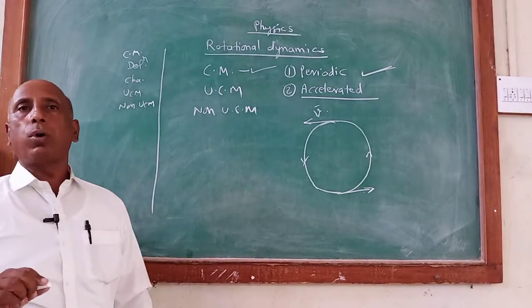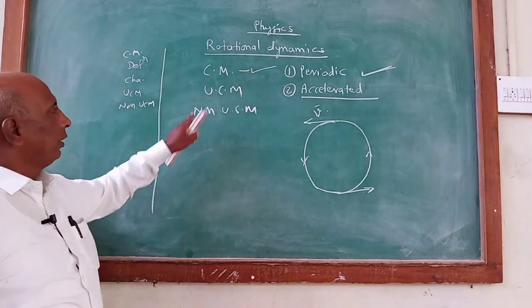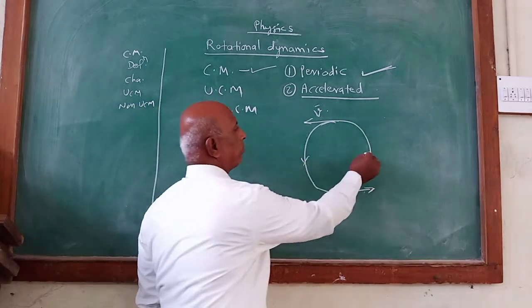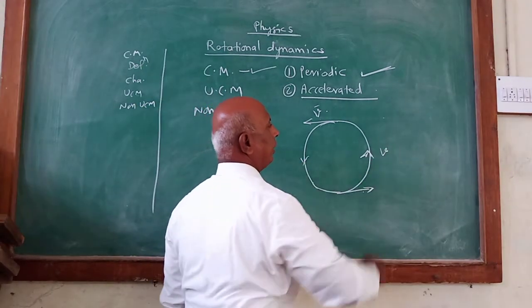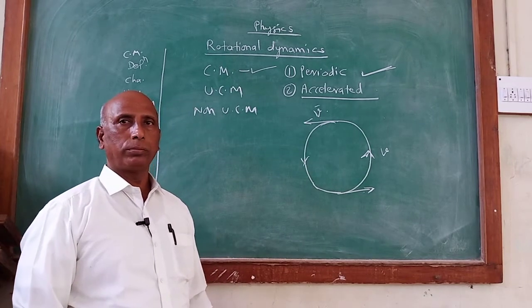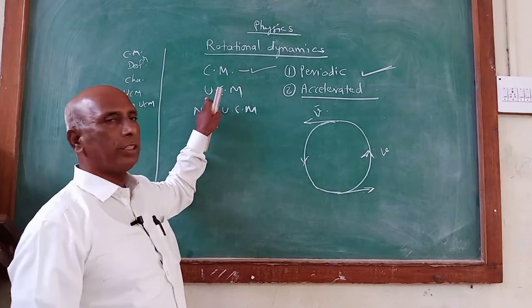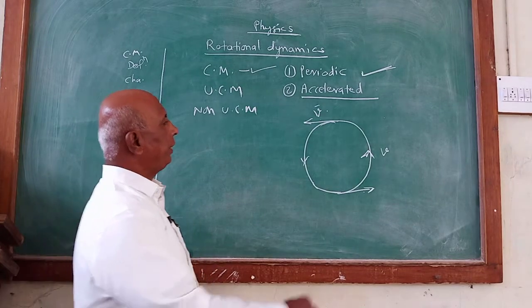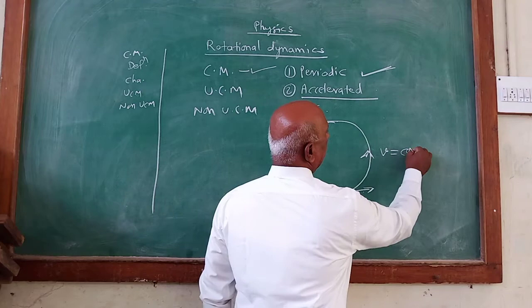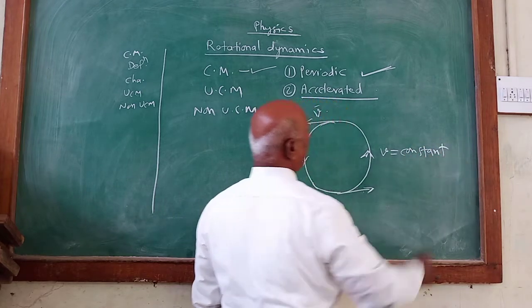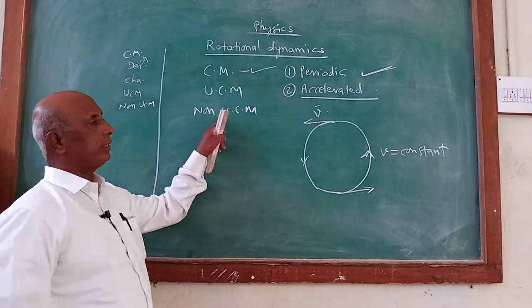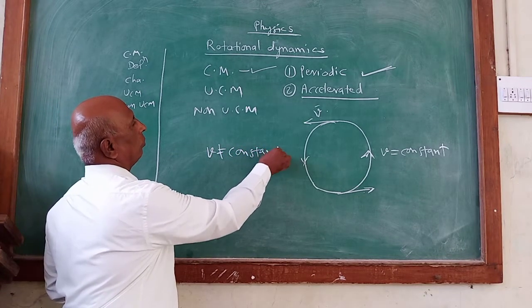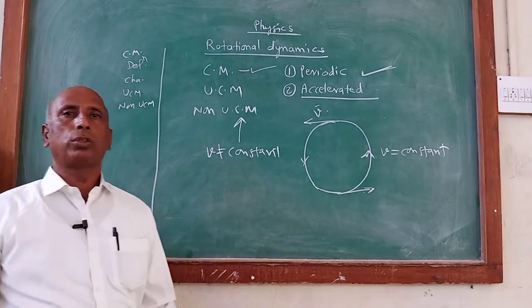Now what is uniform circular motion? If the speed of rotation of the particle, that is v, remains constant, then the motion is uniform circular motion. If speed remains constant, then it is uniform circular motion. And if speed changes, if speed is not constant, then the motion is non-uniform circular motion.